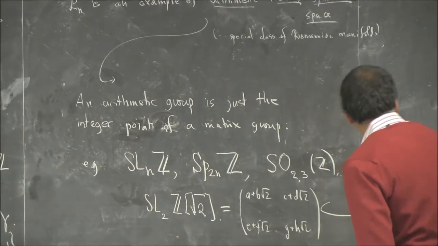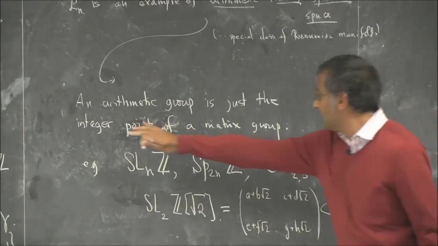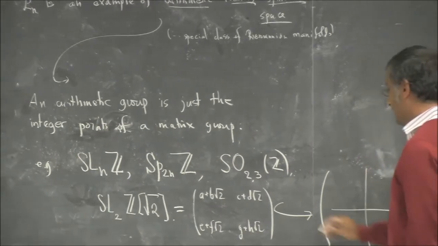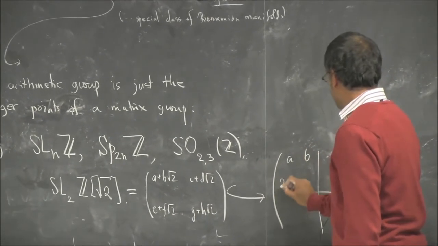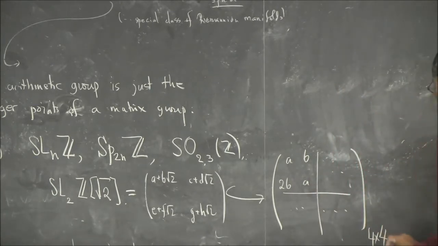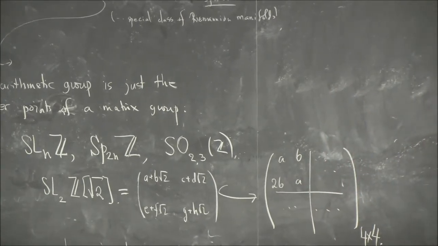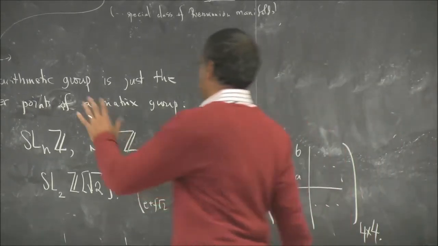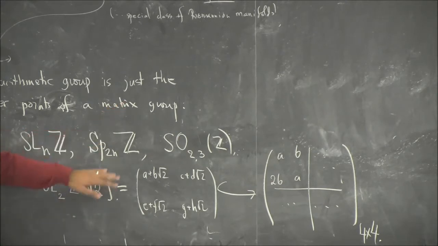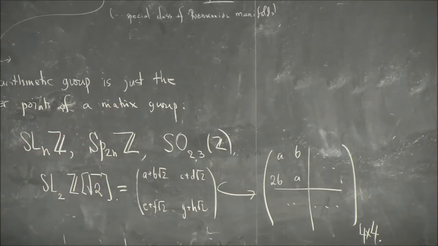It involves the square root 2, but you can think of it as being the integer valued points of some group of 4 by 4 matrices. You can encode this by some group of 4 by 4 integer matrices. I've said this slightly informally, but there are many things which fall in this description which don't immediately look like this. For the purpose of this talk, you can just think, for example, about SLNZ or symplectic matrices with integer entries.